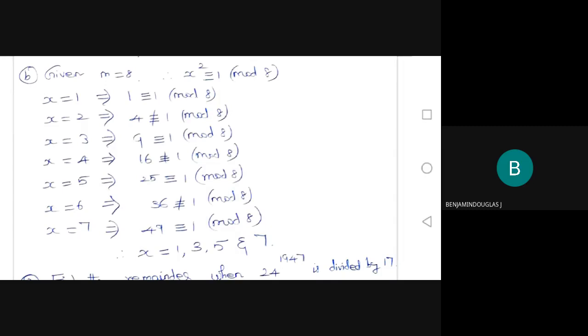So here x has taken the values between 1 and 7, since here the mod value is 8. That's why x has taken the values between 1 and 7. So what are the values that satisfy the given congruence under mod 8? 1, then 3, 5, 7. So x square is congruent to 1 under mod 8, which has 4 solutions: 1, 3, 5 and 7.